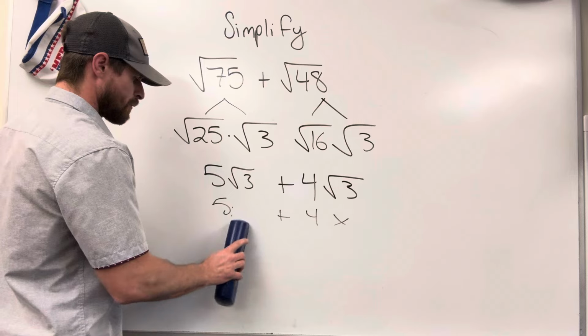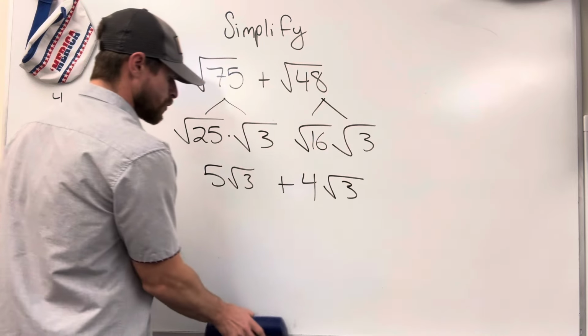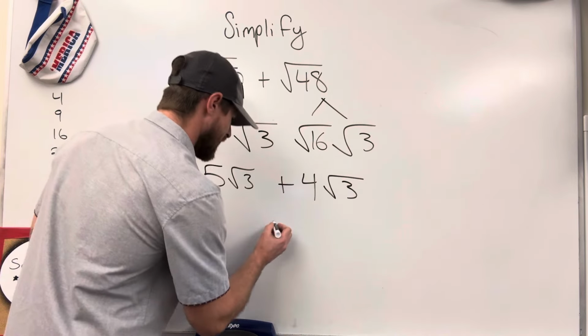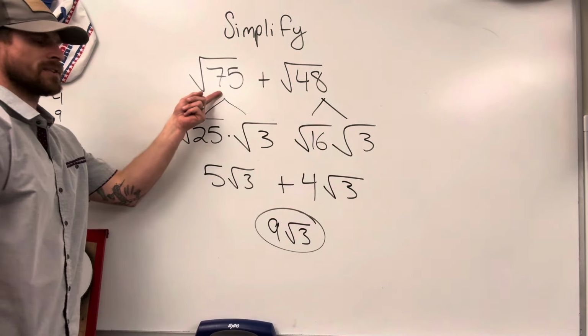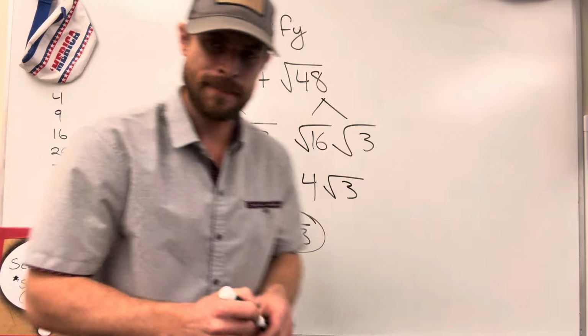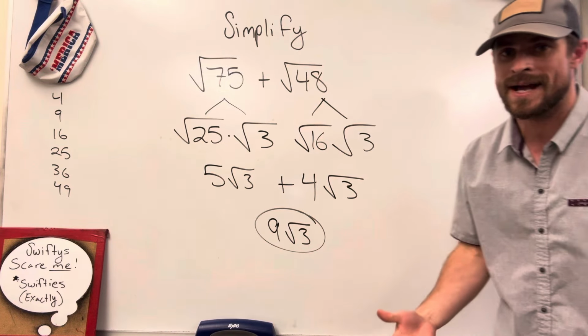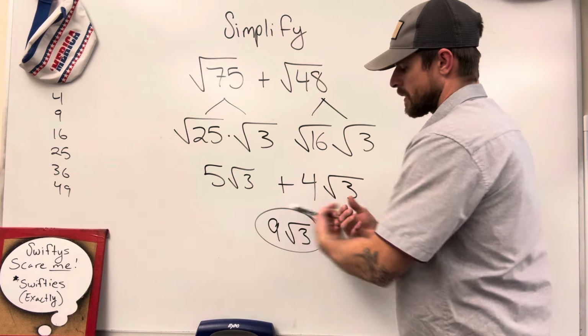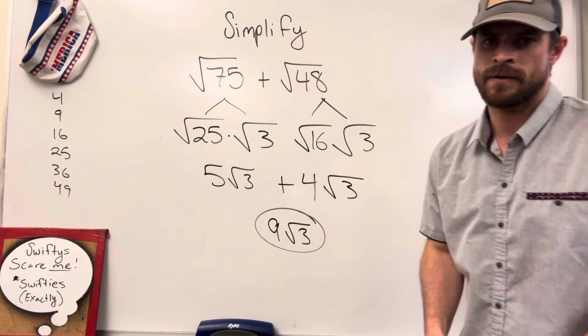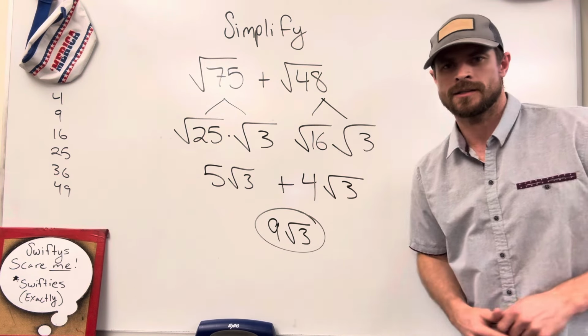So if it's 5 root 3 plus 4 root 3, 5 and 4 makes 9. This is going to be 9 root 3 as a final answer for this problem. Hopefully that makes sense. You got to be able to simplify those radicals. Once you simplify them out, hope that you get some like terms, combine them together, and give yourself a final result. Study hard and good luck on your upcoming test.